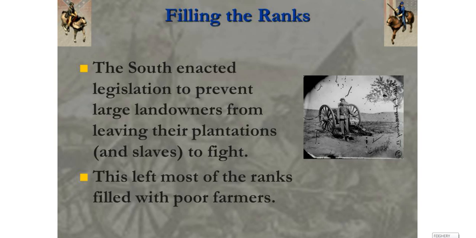The South enacted legislation to prevent large landowners from leaving their plantations and their slaves to fight. So basically, this was called a rich man's war, but a poor man's fight, because the people who were really doing the fighting for the Confederacy were poor farmers in the South, not the plantation owners who needed to remain back on the plantation and continue to produce cotton and to make sure that the plantations continued to operate.